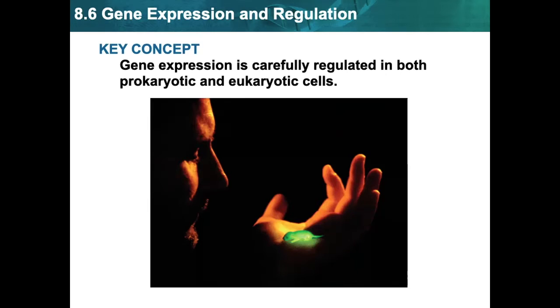So every cell is different, especially cells that are in your body that are specialized. You have heart cells, brain cells, bone cells. They all have different traits, which means they have different genes that are turned on and turned off. Controlling the expression of those genes makes them have different functions and different properties.